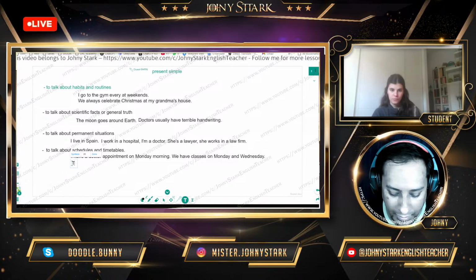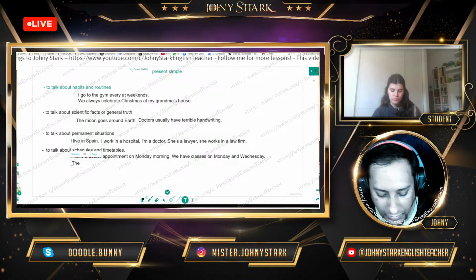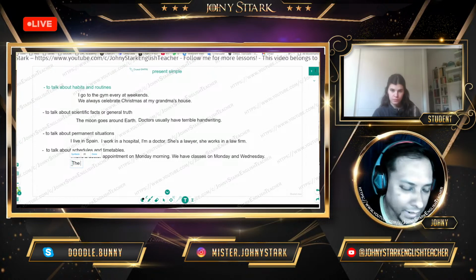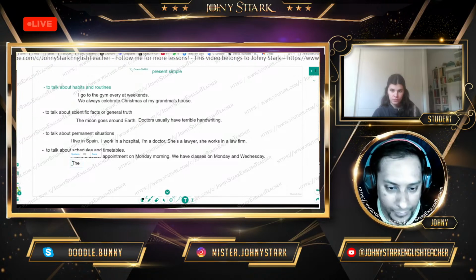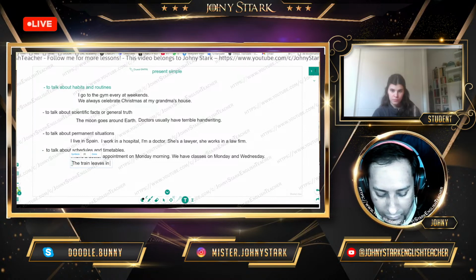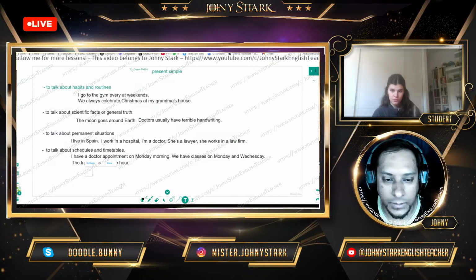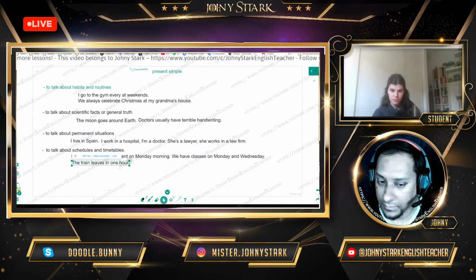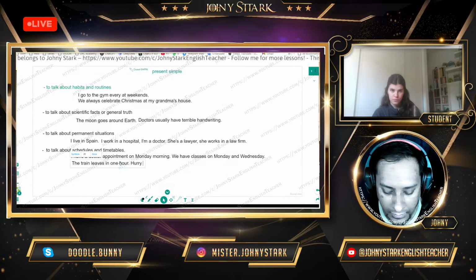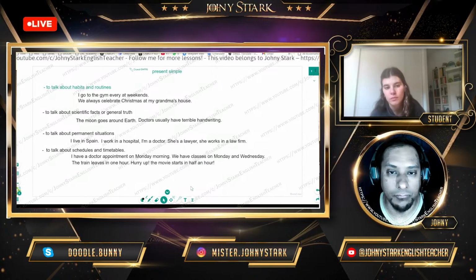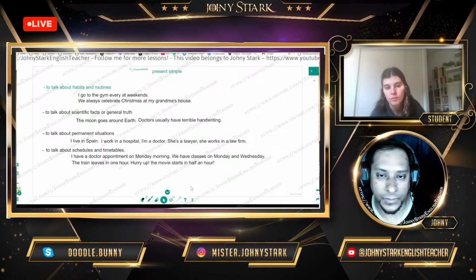Another example is when you talk about things that are already programmed, like a bus departure, or train, or plane, or boat, or any means of transport. You could say the train leaves in 1 hour. The train leaves in 1 hour, so you have to be in the train station at that time. You could say, for instance, hurry up, the movie starts in half an hour. Instead of saying the movie will start or is going to start.